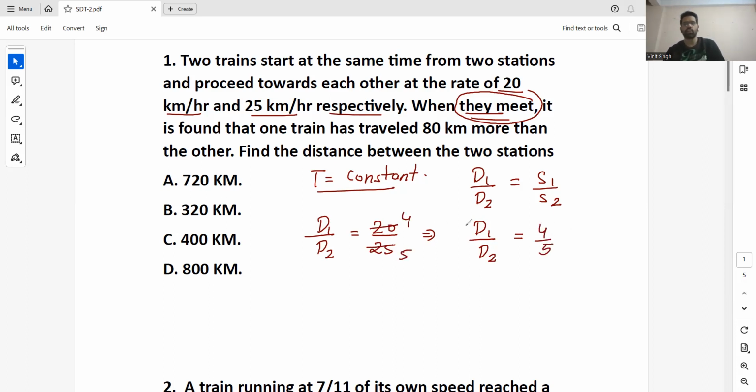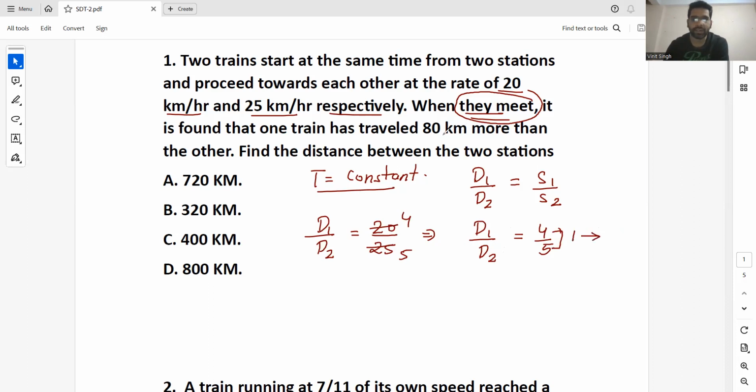Now here we get the ratio of d1 upon d2. d1 is the distance covered by train 1, d2 is the distance covered by train 2. d1 is 4, d2 is 5. Now the difference of 4 and 5 is 1.